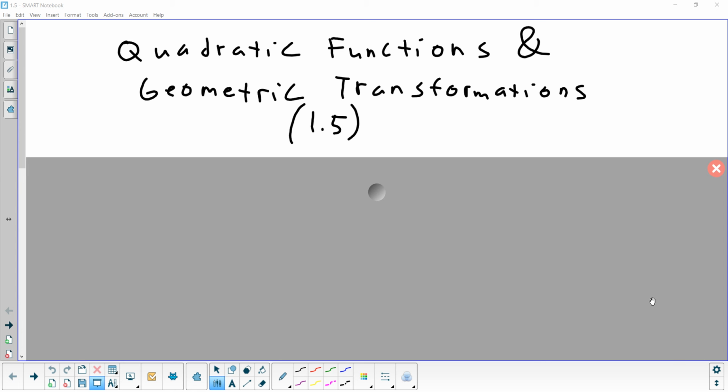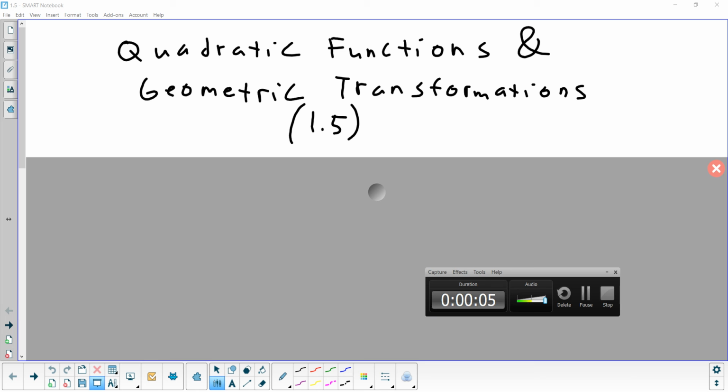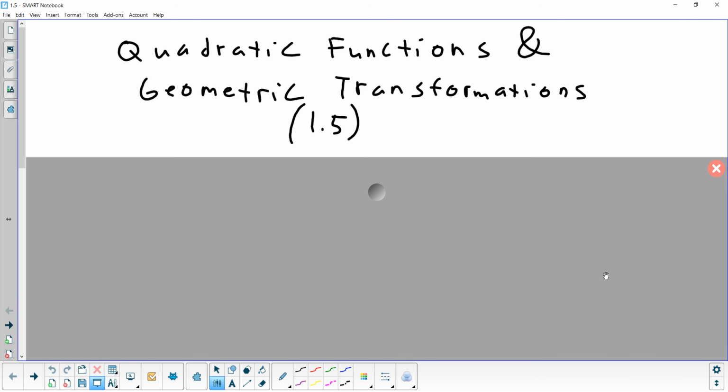Okay, so we're going to take a look at section 1.5 today. This section is on quadratic functions and transformations. Transformations is something we're going to study with lots of kinds of functions. The nice thing about them is once you learn the general pattern of how transformations work, you can apply it to not just quadratic functions, but to anything.